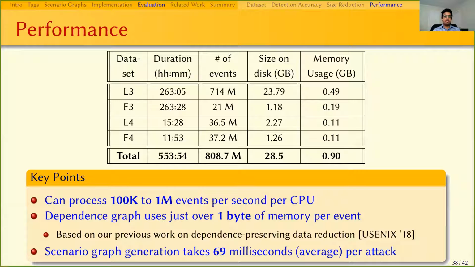Morse uses a compact in-memory data representation technique, based on our previous work, which on average takes 1 byte of memory per event. For the total dataset, it only takes less than a gigabyte of memory in our system. Our attack scenario generation is also very fast, as shown in the demo. It takes on average 69 milliseconds to generate each attack graph.